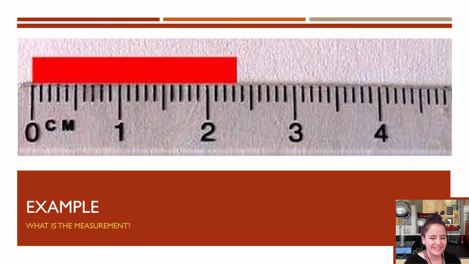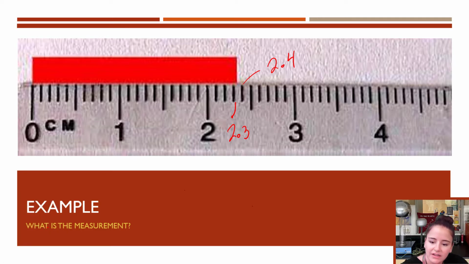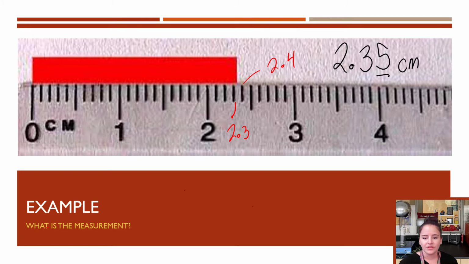Okay, so let's look at this. If we're looking for the measurement of this red bar, we can see a line right here for 2.3 and a line right there for 2.4 centimeters. So that tells us that we can estimate one more digit. We know it's between 2.3 and 2.4 for sure. So maybe we say 2.35 centimeters, with that 5 being our estimated digit.